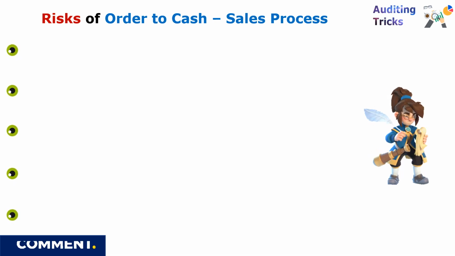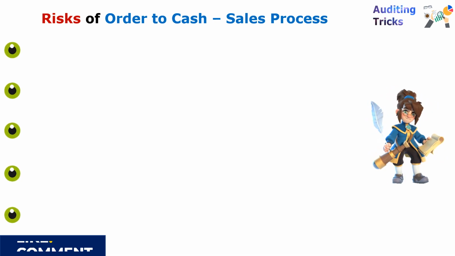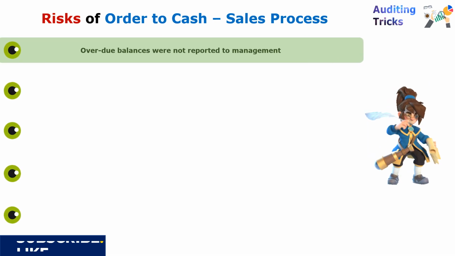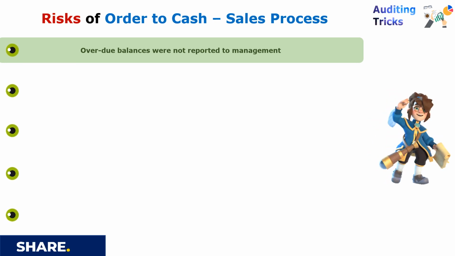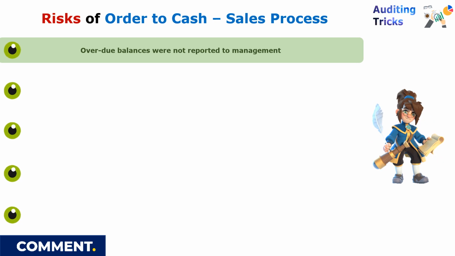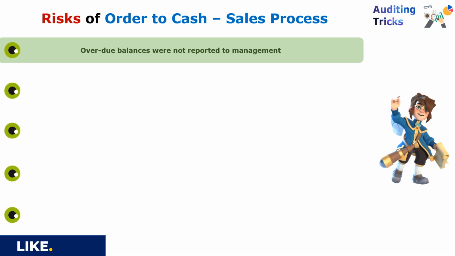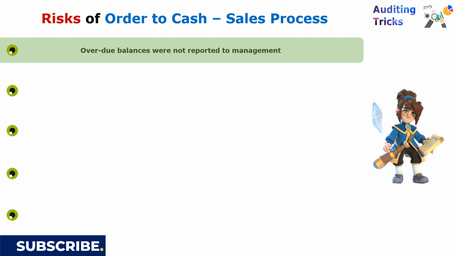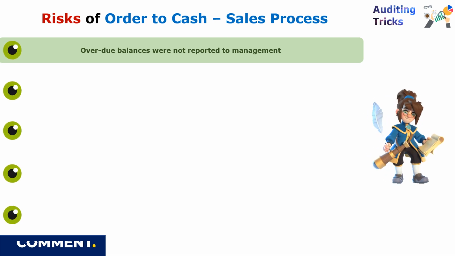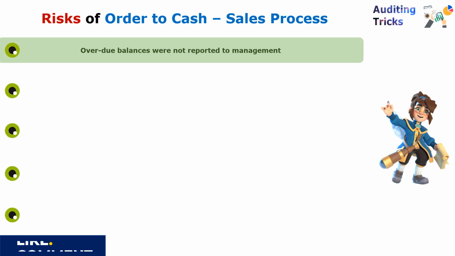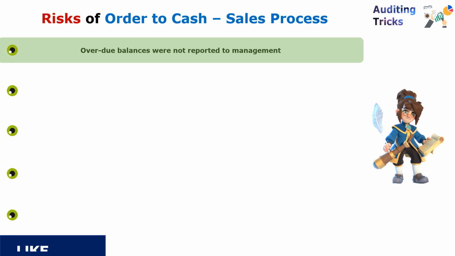The next one is under the collection process category. Overdue balances were not reported to the management. Here, to establish the control, we need to ensure that all the overdue customer lists were reported to the management on a timely basis. It is not a fraud risk and can be rated as a medium risk.